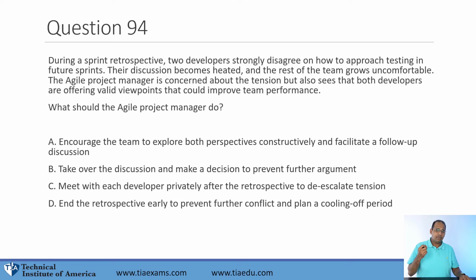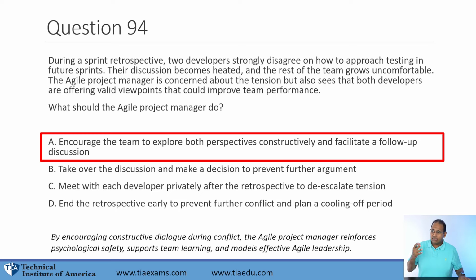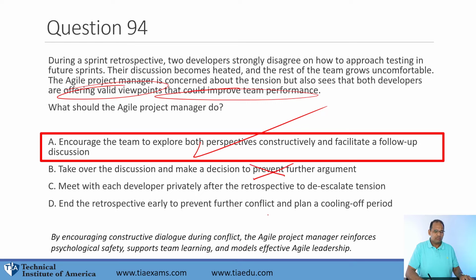Best answer here. Now, in the course, we talked a lot about how conflict is a positive thing, and we want to manage it and facilitate it to ensure it doesn't get out of hand. That's what A is, right? So we want to explore both perspectives. Because you know why? This could really improve, this could really help their valid viewpoints. This can really help the project. We don't want to take over and just choose. We don't want to just stop it or de-escalate it right away. We just want to maintain it. And you don't want to meet the developers just privately. That everybody gets a say in this particular one. Making A the best answer.